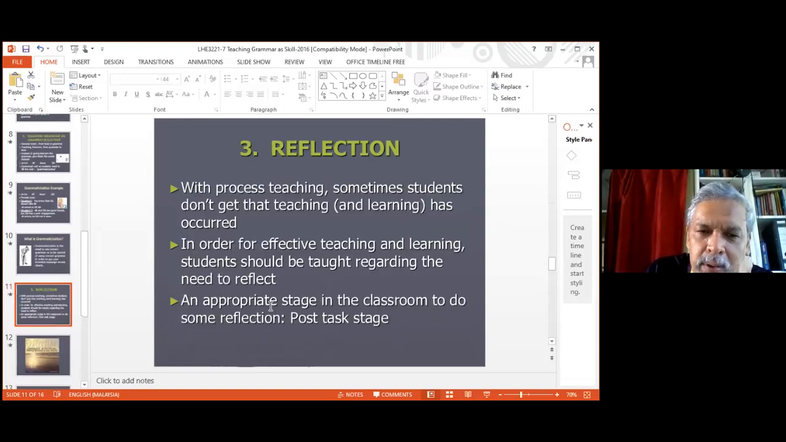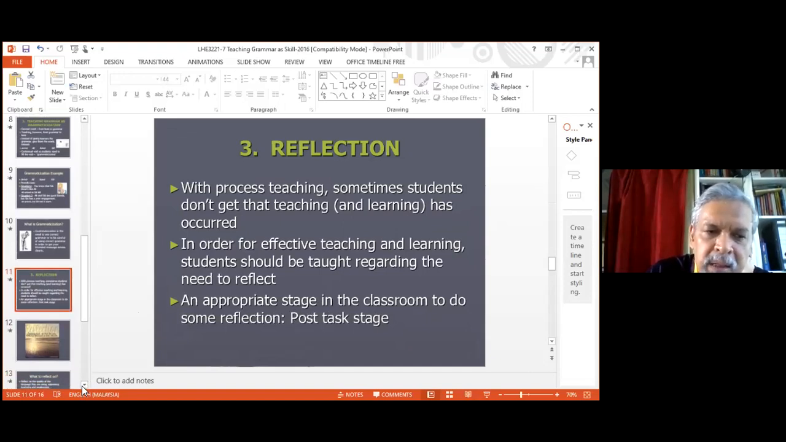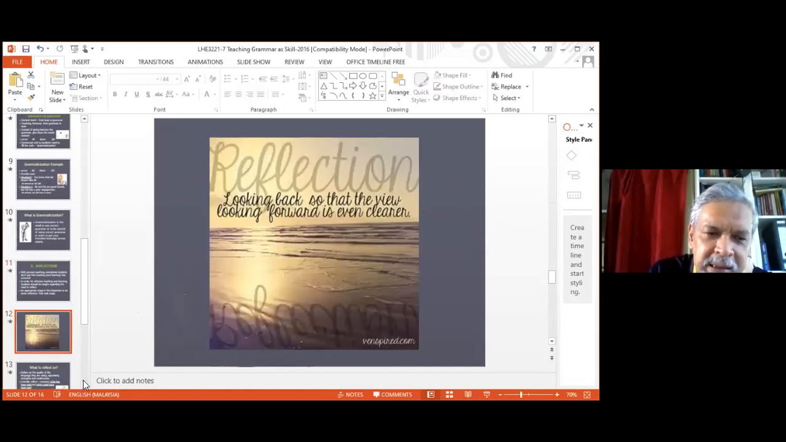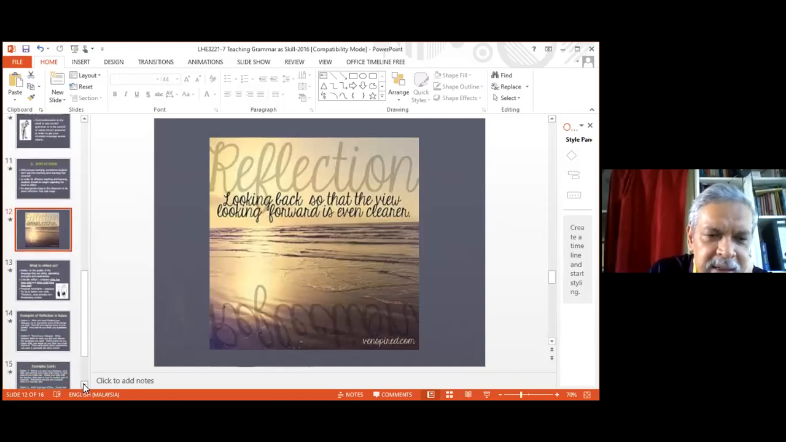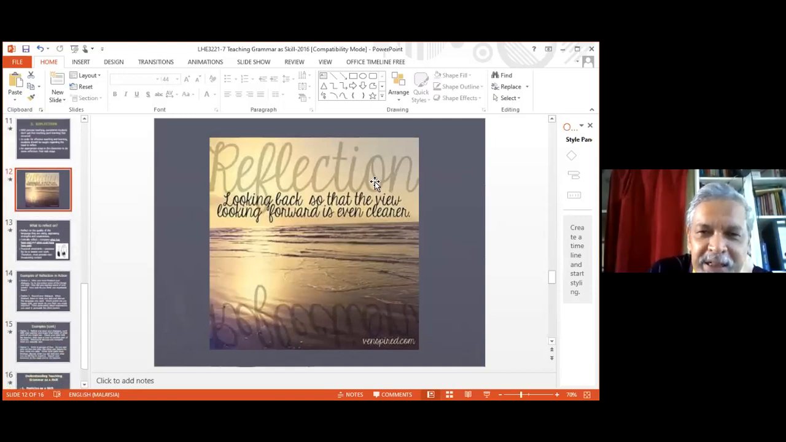So the appropriate stage in the classroom to do some reflection is the post-task stage. And this is just a nice little image. Reflection: looking back so that the view looking forward is even clearer. Very nice.